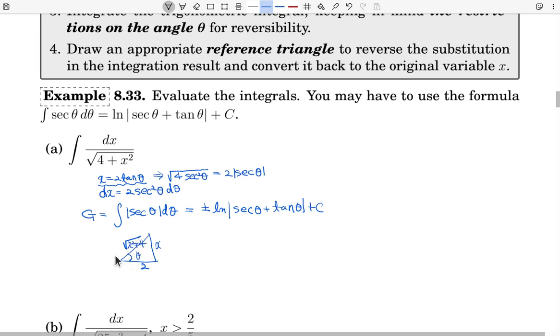The sec theta is the ratio over there. So sec theta is the square root of x squared plus 4 over 2. Depending on the region, it can be positive or negative, so we can say it that way. But anyway, that can be positive or negative. And tangent theta is x over 2.